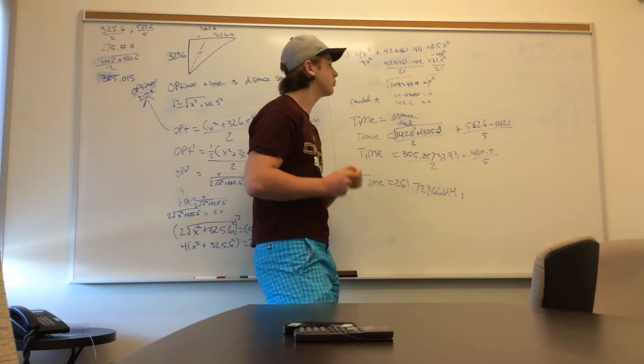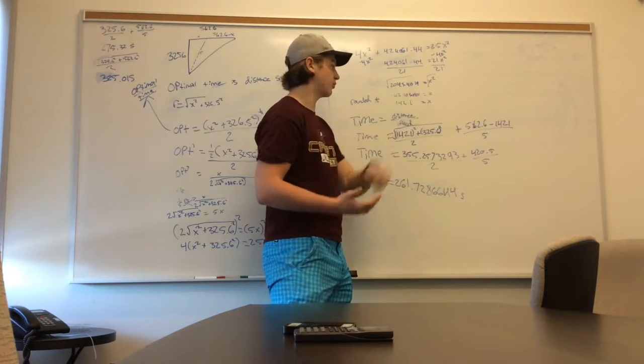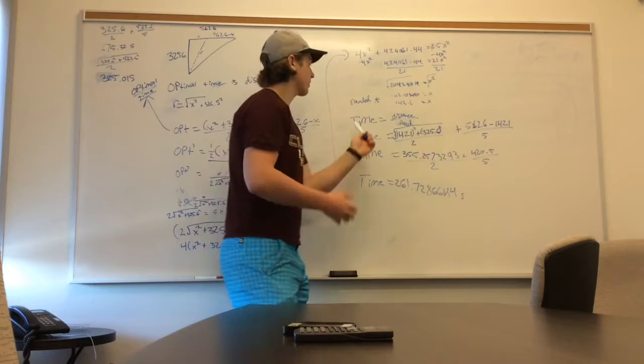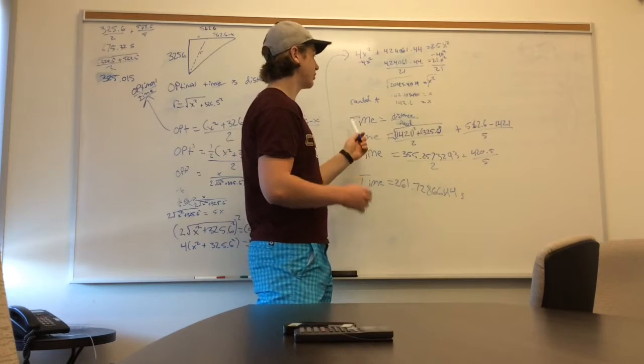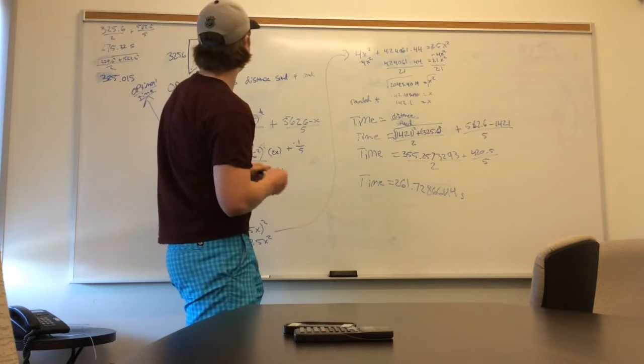Now we have to square root both sides to get just x. So 142.103491 equals x, or just 142.1. So now we have this, so now we have to figure out our time.